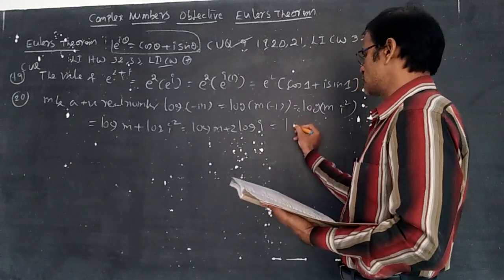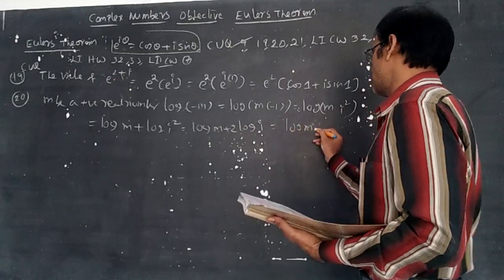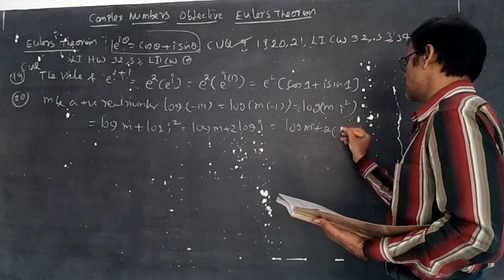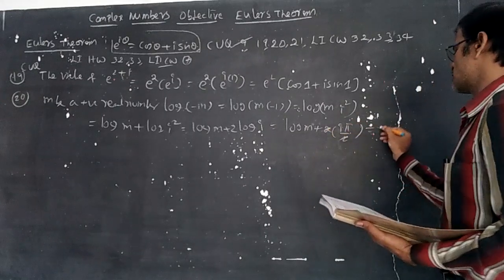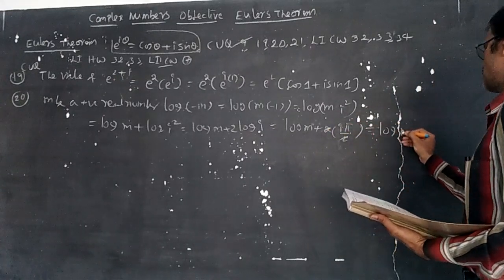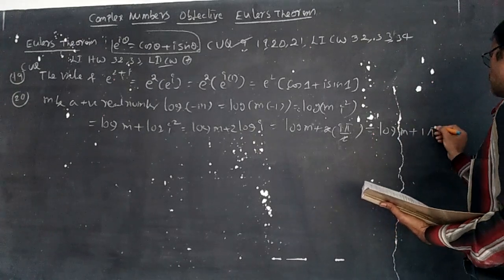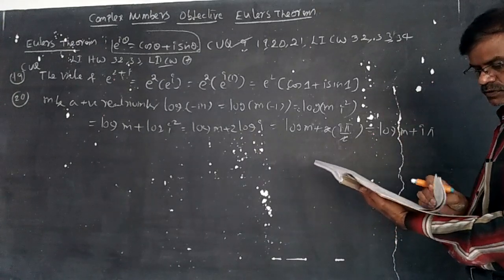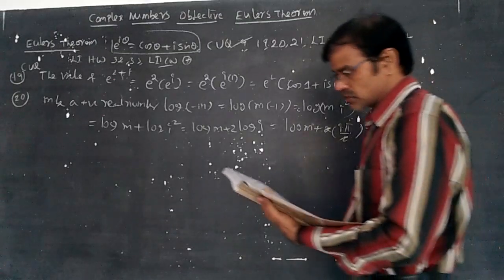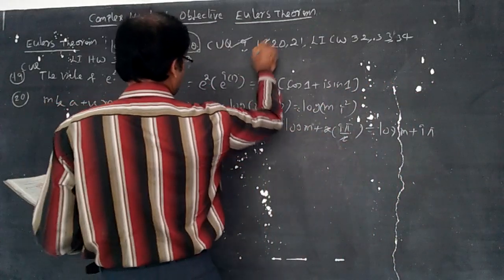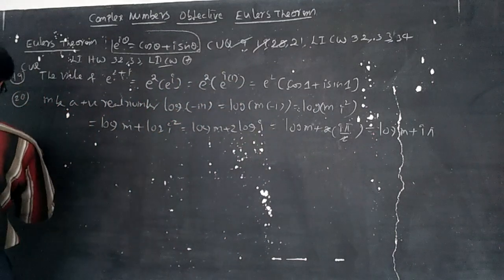So that is equal to log m plus 2 into i pi by 2, the log i value. So 2 gets cancelled. So it is log m plus i pi. See the question, log m plus i pi, and this is the third option. Yes.